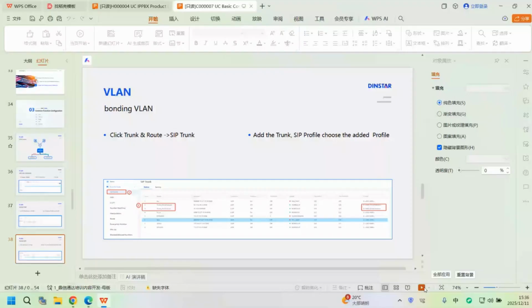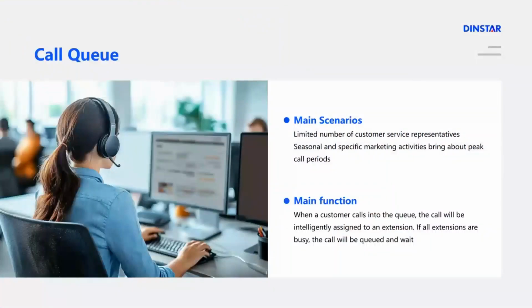Okay, let's check about the call queue. The call queue is a must-have for customer service teams, especially when you have limited agents or peak call volume, like marketing campaigns. When a customer calls, the system intelligently assigns the call to an agent. If all agents are busy, the calls wait in the queue instead of dropping the call. And how to set it? Let's check it.